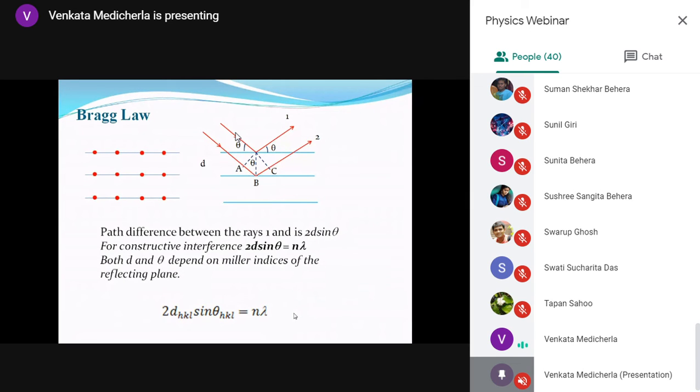Because initially I told you, when X-ray is incident on the crystal, what does that mean? It is basically incident on the atoms. Atoms irradiate at the same energy, same frequency. There is no change in frequency. There are things about inelastic scattering, but those effects are very minute. But this is actually elastically scattered.